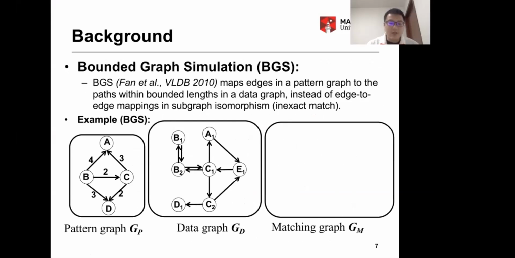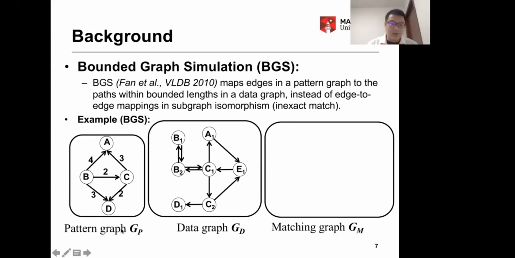So to deal with this problem, in 2010, Fan proposed the boundary graph simulation. Boundary graph simulation maps edges in a pattern graph to the paths within bounded lengths in a data graph, instead of edge-to-edge mappings in subgraph isomorphism. Here I give an example to show what is boundary graph simulation.